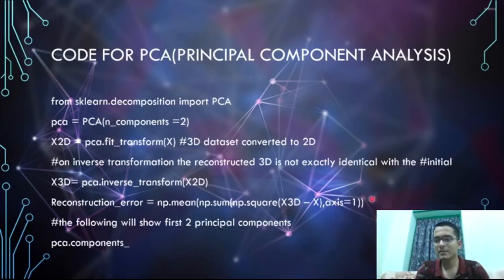So axis is equal to 1. Why axis is equal to 1? Because our data is along the y axis. Axis equal to 0 means the rows, and axis equal to 1 means the columns. So the following will show the first two principal components, PCA dot n components, right? So if our dataset is 4D, it will show the first two components only. Now in this case our dataset was 3D, it will show the first two components only.